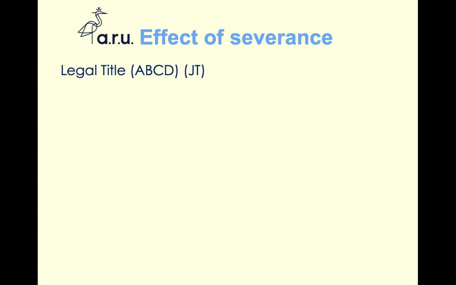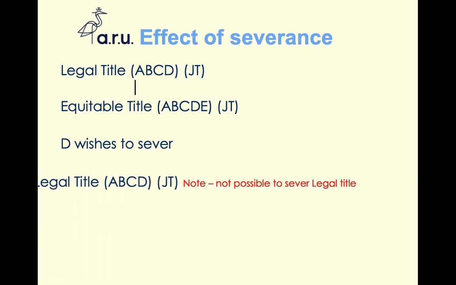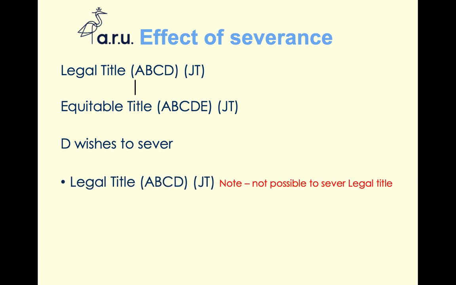Okay, so the effect of severance would be that if D wished to sever from the recognition of being joint tenants, so in this case it was A, B, C and D as joint tenants having to be on the legal title in that way, and A, B, C, D and E choosing to be joint tenants down in equity. If D wished to sever, it's obviously not possible to sever the legal title.